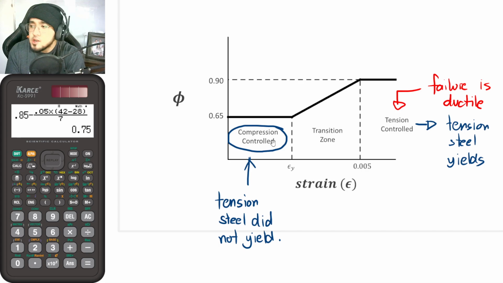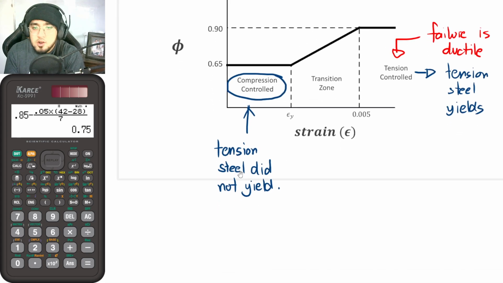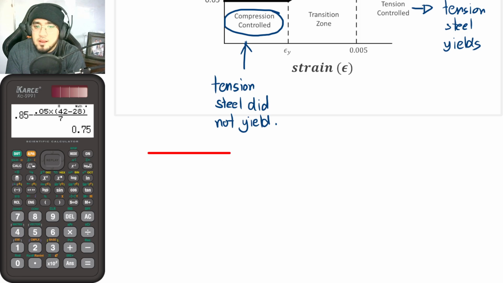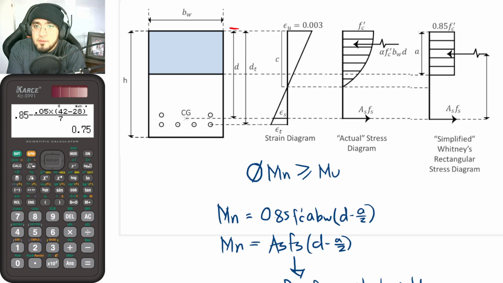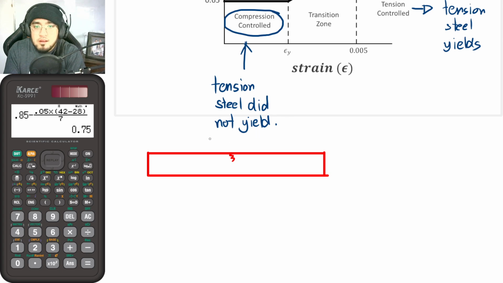But for compression controlled, guys, tension will not yield. So if you have a certain beam here, the side that will fail is the compression part. So this part here would now be failing and not the steel. And since, as you know, concrete is not really a ductile material, it is actually brittle. From that, guys, this would now experience brittle failure.